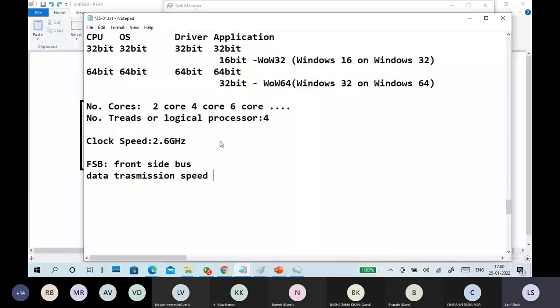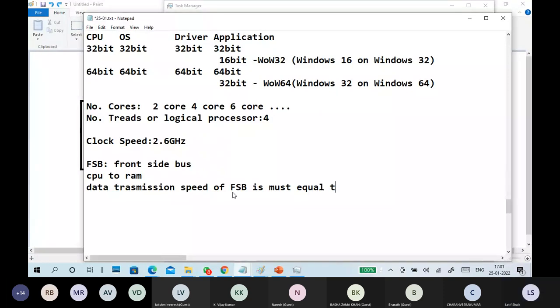It is the CPU to RAM bus. So data transmission between CPU and RAM. The CPU to RAM bus is the FSB. The data transmission speed of the FSB must equal the RAM's clock speed. Okay, that is what you have to check.